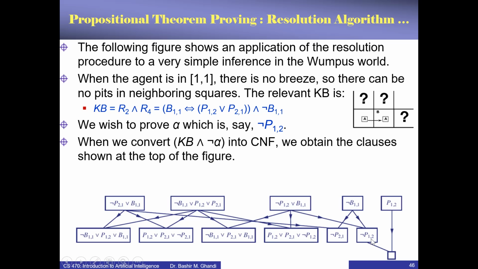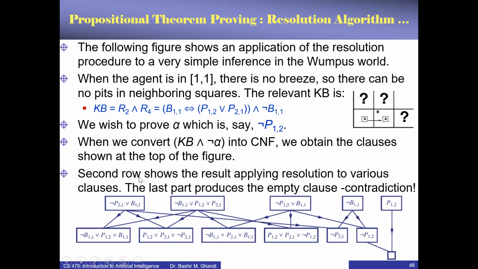And this is a critical point now. See, we have not P12, but we have P12. So if you resolve them, they will give you an empty clause. And this empty clause is a contradiction. It means, therefore, that we have reached where we want.